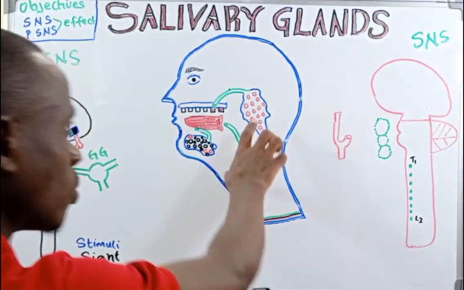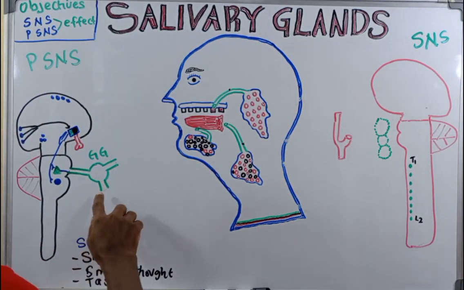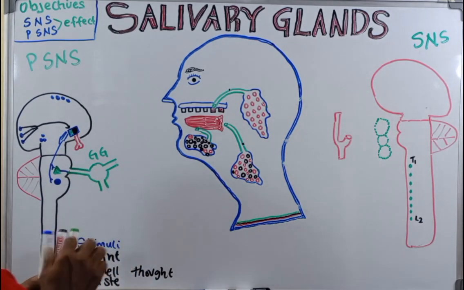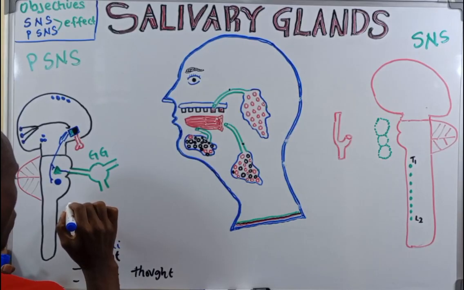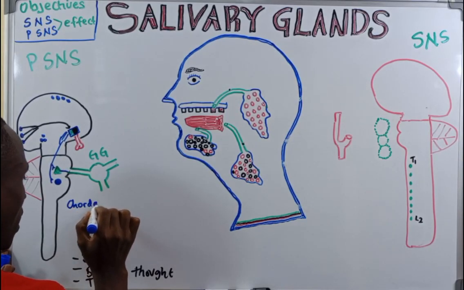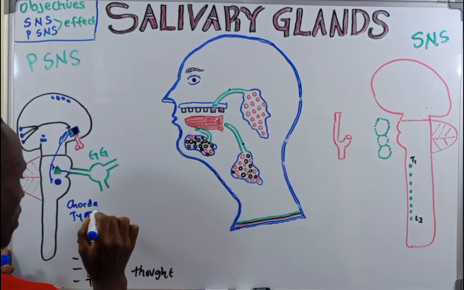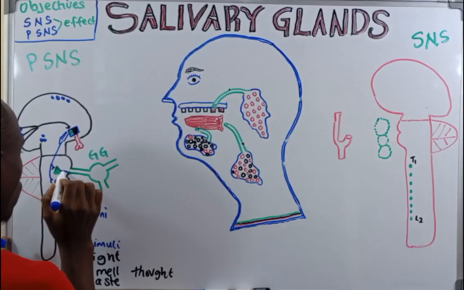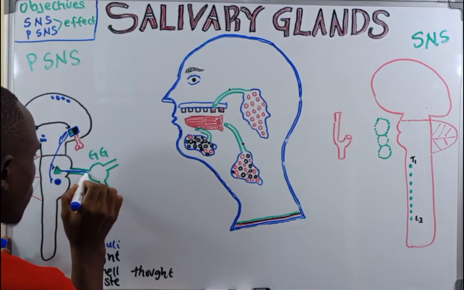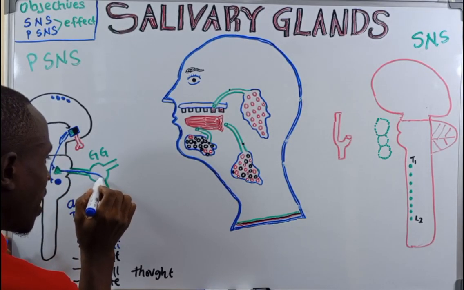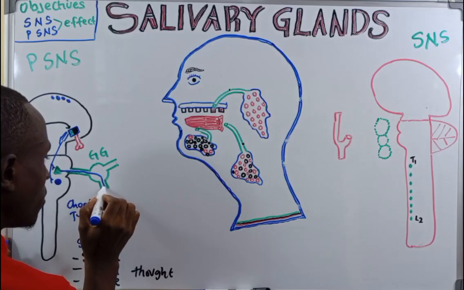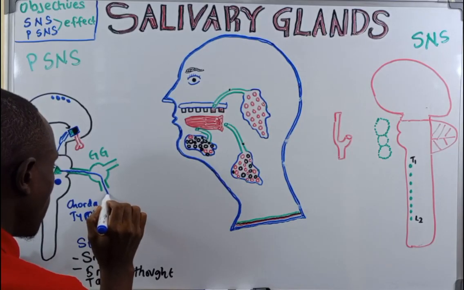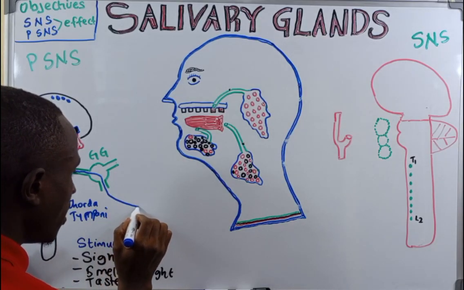But our target is the salivary glands, meaning that we also have this branch directly from the geniculate ganglion. This branch here is what we call the chorda tympani. So now our parasympathetic fibers are going to be moving along the facial nerve, and they do not synapse in this ganglion because this is a sensory ganglion, and then they move down through the chorda tympani.